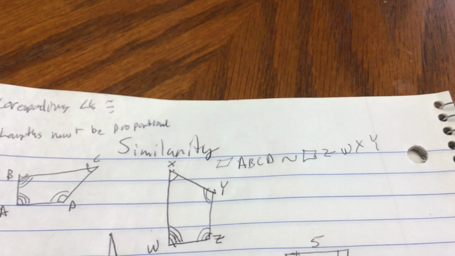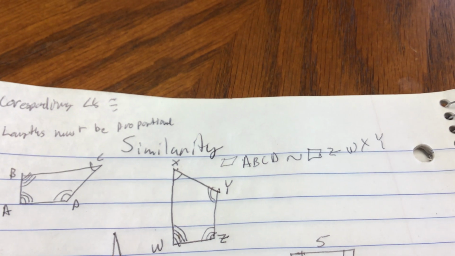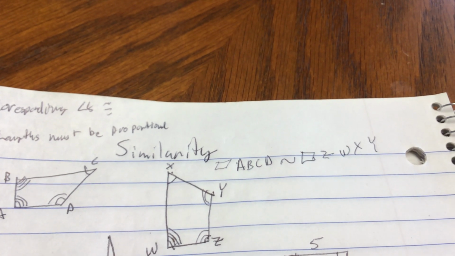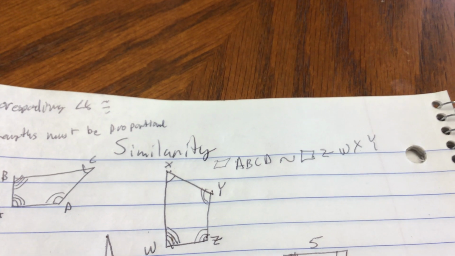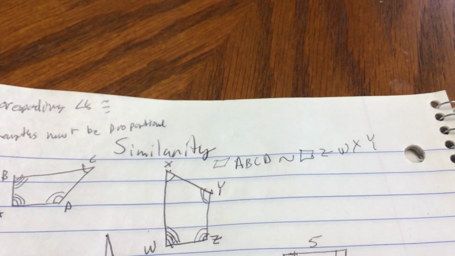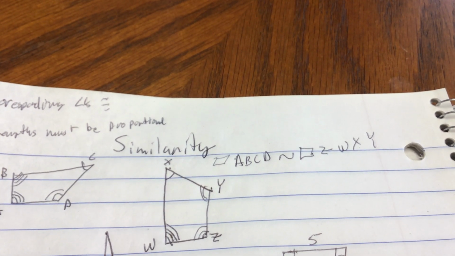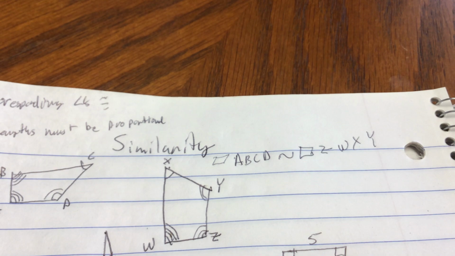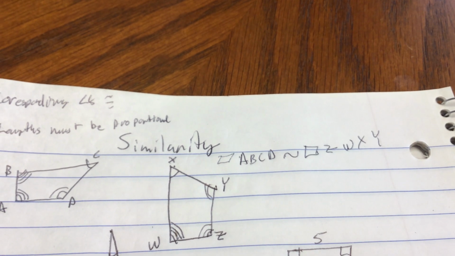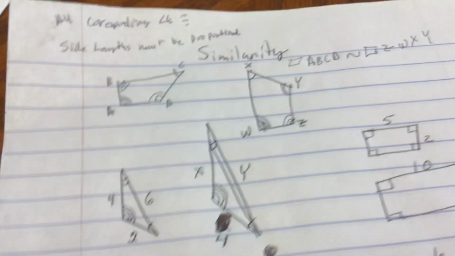You can do that with any triangle or quadrilateral or even a pentagon or whatever. Any enclosed figure where all angles are congruent makes them similar, and you can do a similarity statement. Okay, moving on.